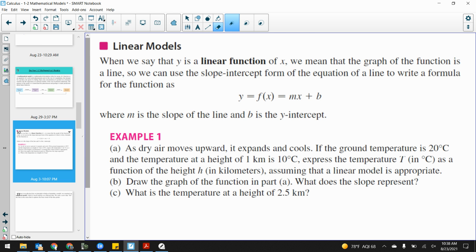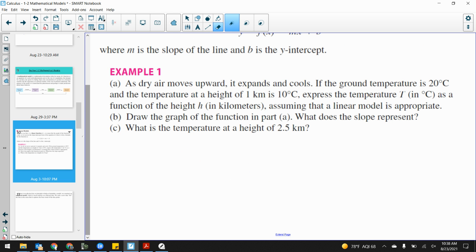So let's take a look here. We have this given problem. As dry air moves upward, it expands and it cools. The ground temperature is 20 degrees Celsius and the temperature at a height of 1 kilometer is 10 degrees Celsius. So we're given two pieces of data, right? Express temperature as a function of height, assuming that it's a linear model, assuming that what we're having is a linear relationship, okay?